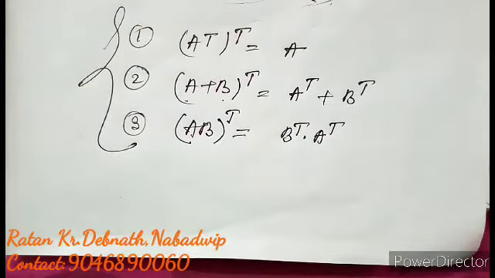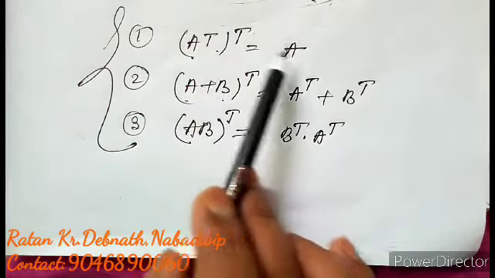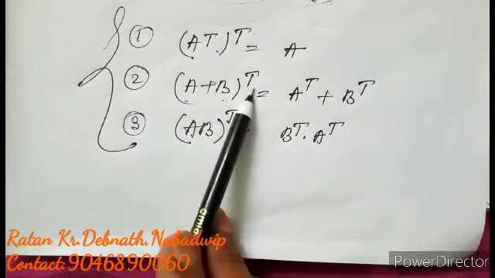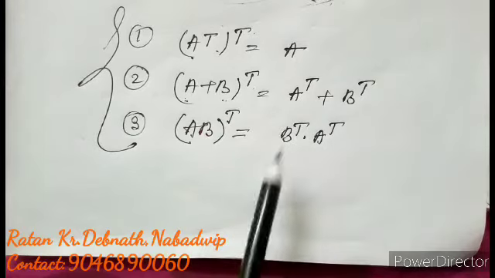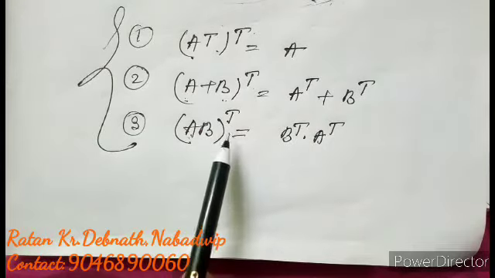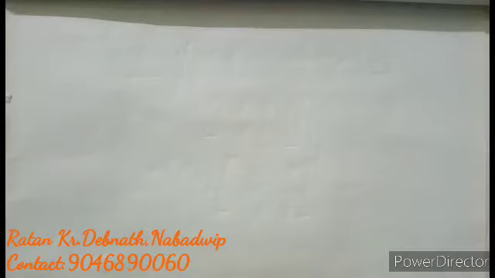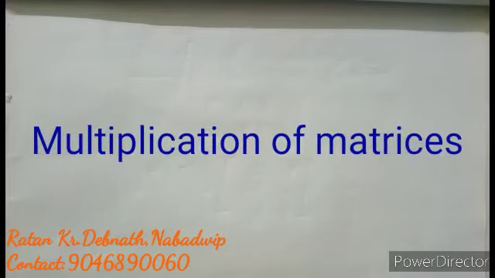So these 3 properties: transpose of A transpose equals the original matrix, A plus B whole transpose equals A transpose plus B transpose, and A into B whole transpose equals B transpose into A transpose. Let us learn to multiply two matrices.